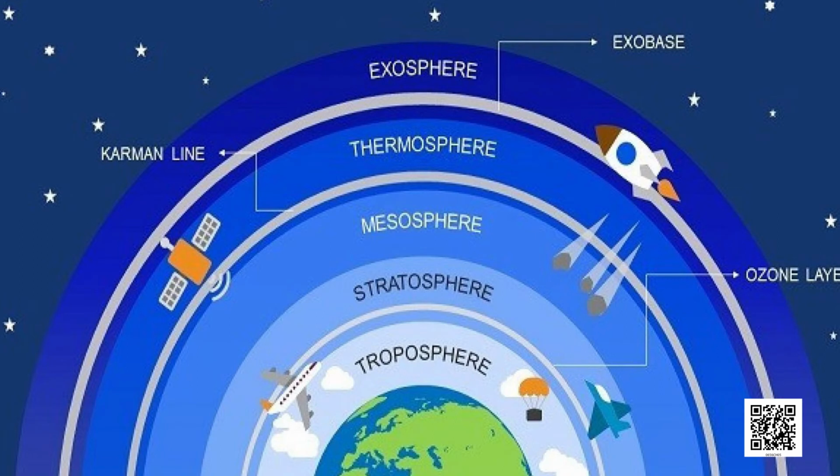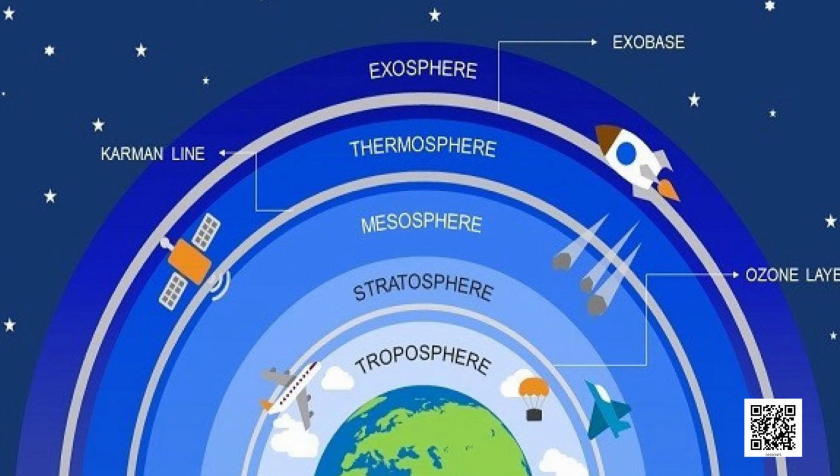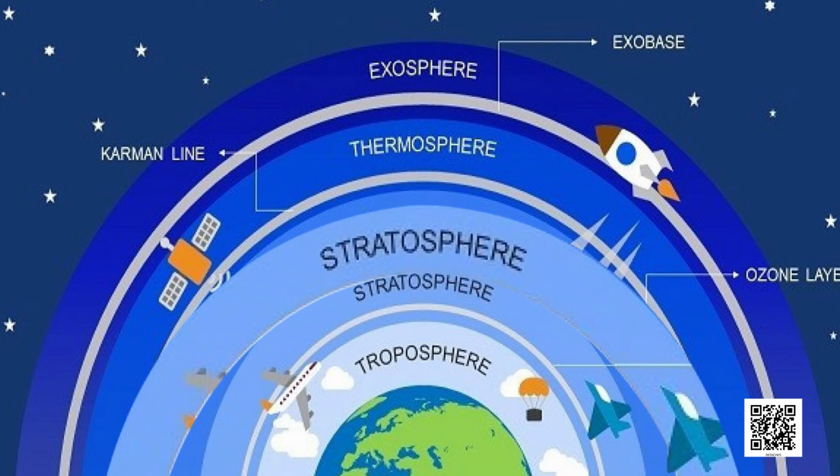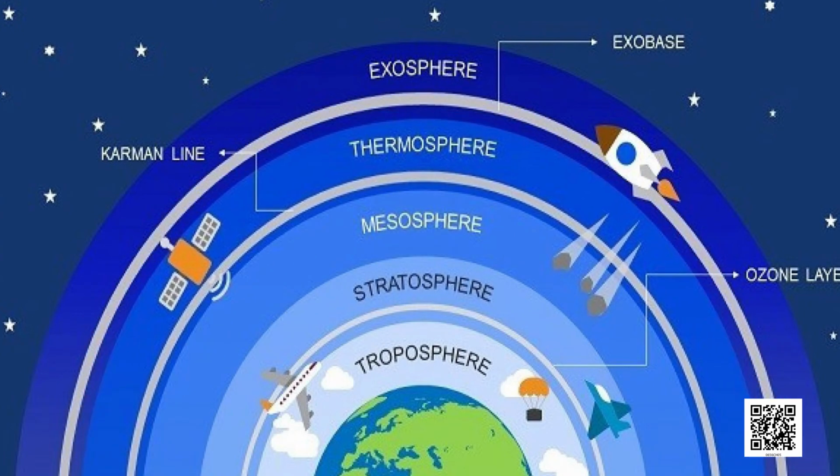The atmosphere is divided into 5 layers based on composition, temperature and other properties. These layers starting from Earth's surface are called the troposphere, the stratosphere, the mesosphere, the thermosphere and the exosphere.